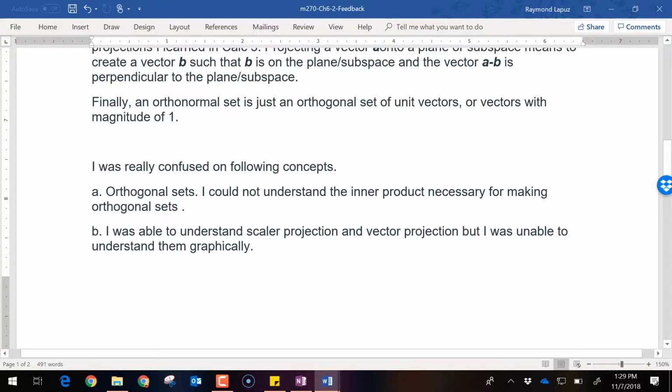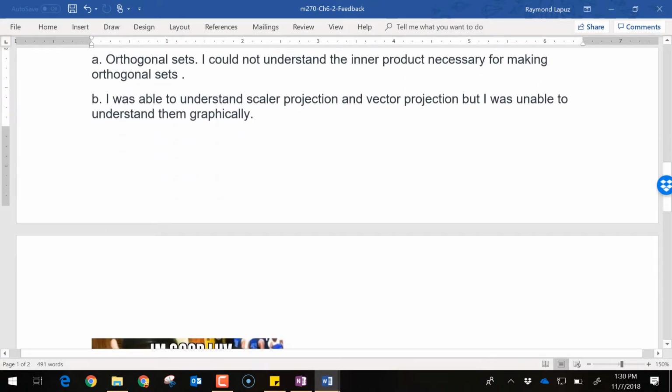I was able to understand a scalar projection and the vector projection, but I wasn't able to see them graphically. So we did this little graphic thing over here, so I hope that cleared it up a little bit, whoever posted this.